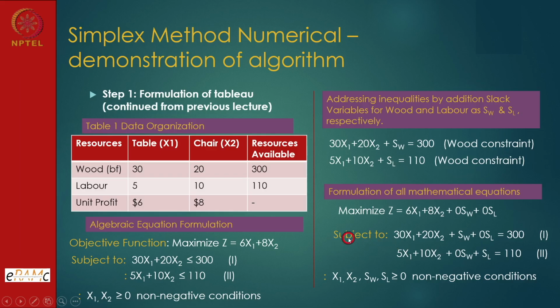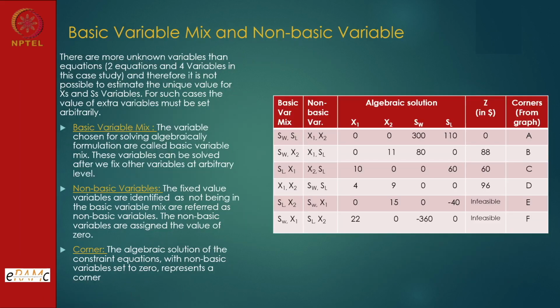Now, subject to what? 30x1, again the same equation, plus 0 SL. Here both the slack variables, 0 SW and 0 SL, have no value in the respective equations, so the equation remains the same as we had earlier. The two variable problem has now been extended to a four variable problem where x1, x2, SW, SL are greater than or equal to 0, the non-negativity condition. Probably this formulation of the table is clear to all of you.